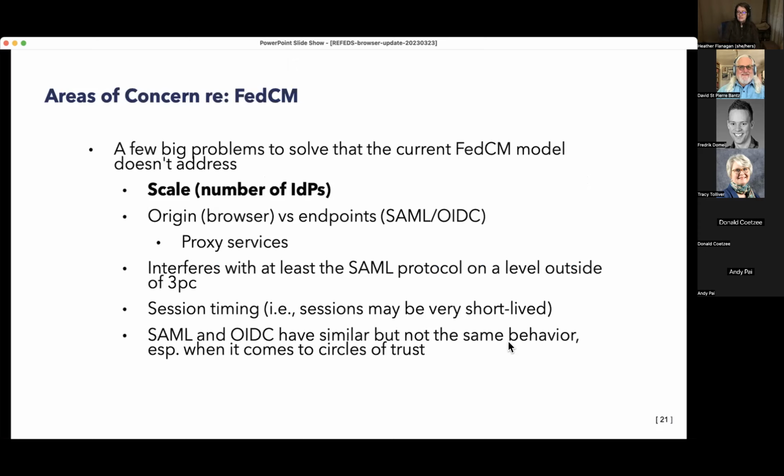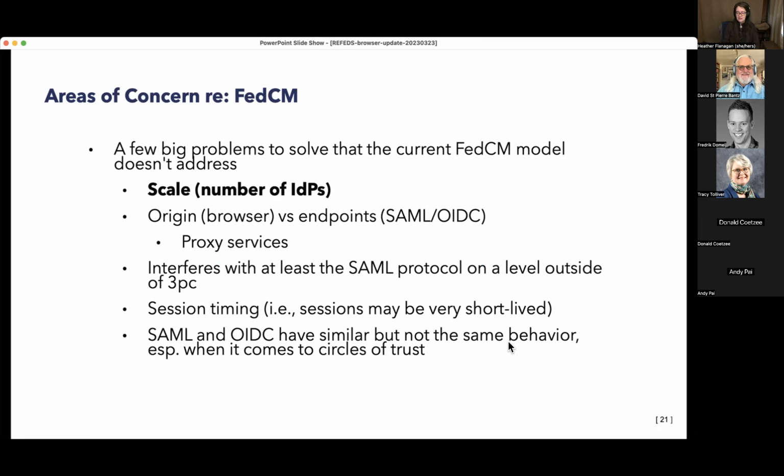So looking at FedCM, which is where Google really does focus most of its time, there's a bunch of things that Google's model doesn't solve. And part of this comes back to, well, what were they thinking when they started this? They were thinking about the consumer web. And the biggest single thing FedCM does not have a handle on is scale.